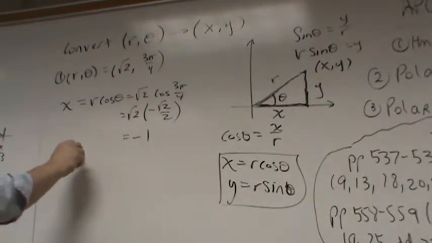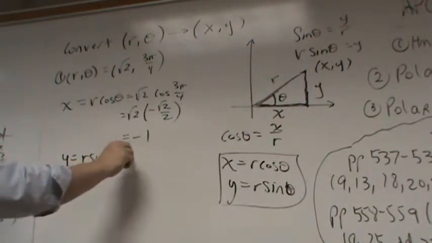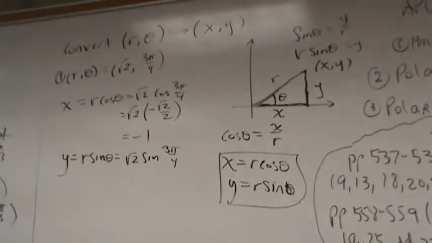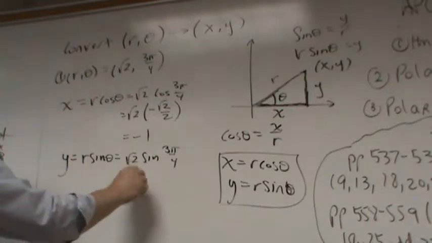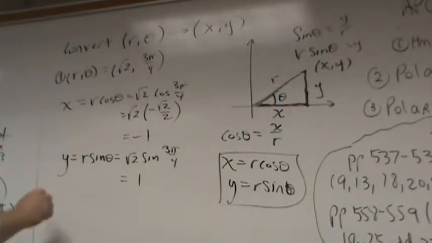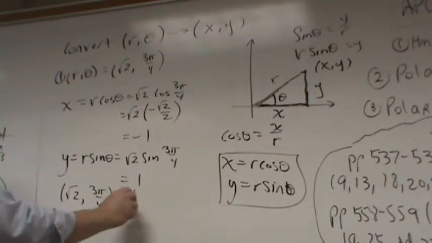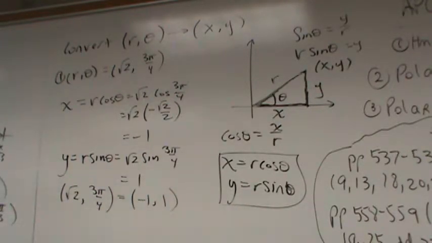And my y is r sine theta, which is radical 2 times the sine of 3 pi over 4. And the sine of 3 pi over 4 is positive radical 2 over 2. So I get 1. So (radical 2, 3 pi over 4) is the same as (negative 1, 1). And you can always check your answer. You know that you've got to be in the second quadrant if you're at 3 pi over 4, and (negative 1, 1) is in the second quadrant. You go, okay, well, I guess it's okay.